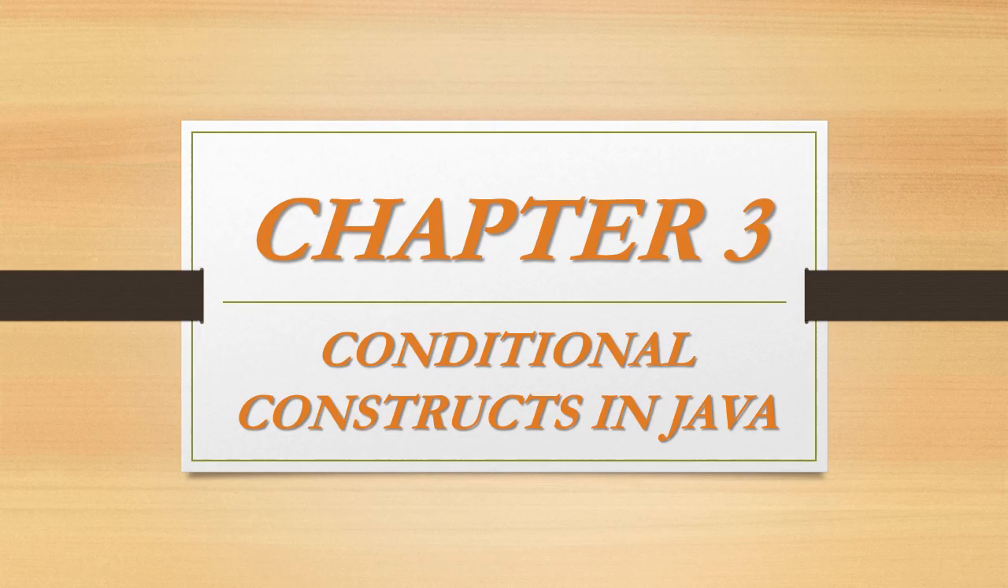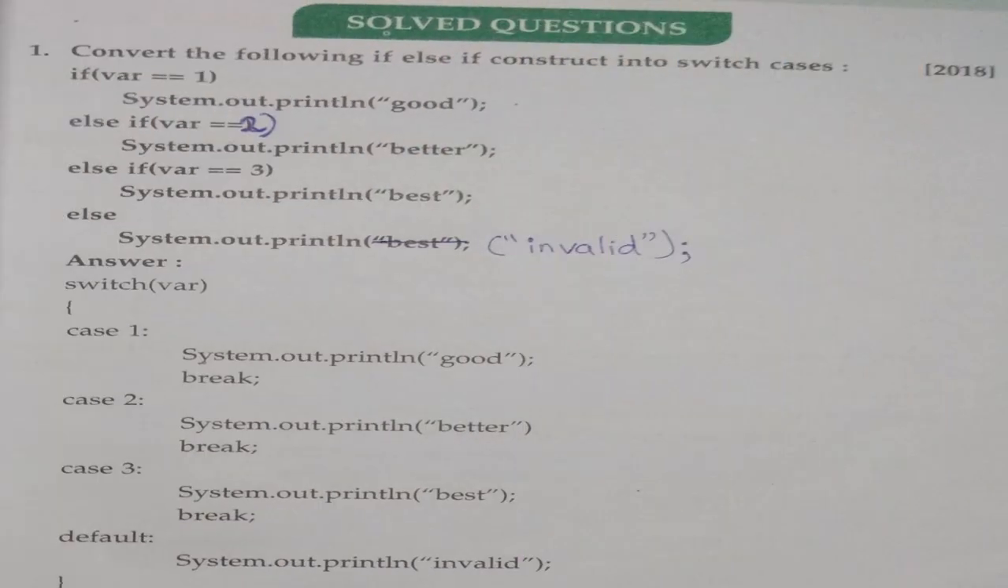Today we will continue our chapter number 3 and we will discuss some more programs. Last day I discussed some questions and today again we will discuss some more programs. Conditional construct in Java. So today we will discuss some solved questions which are given in your book. These are also the board questions. Such type of questions can come in your board exam.